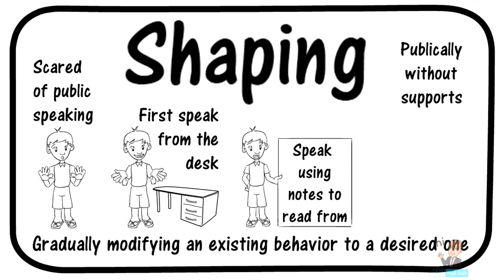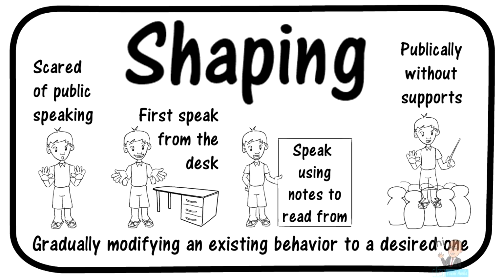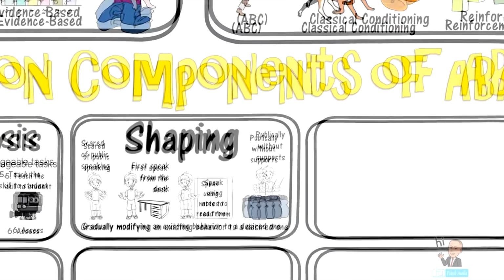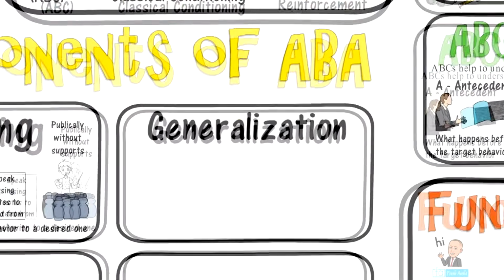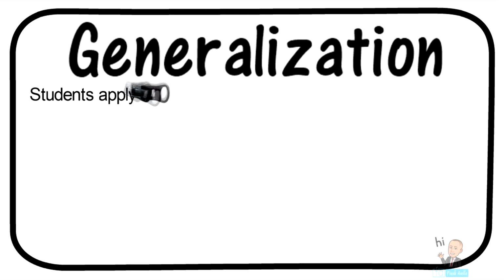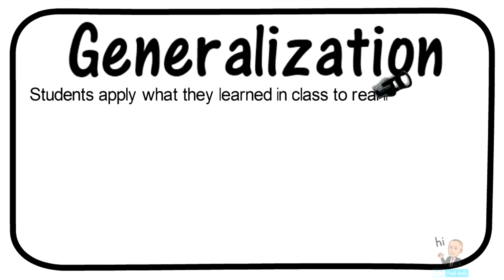Ultimately, you want the student to reach the goal of speaking publicly in front of the entire classroom without any support. On to generalization. Here, students apply what they learned in the classroom to real-life situations.